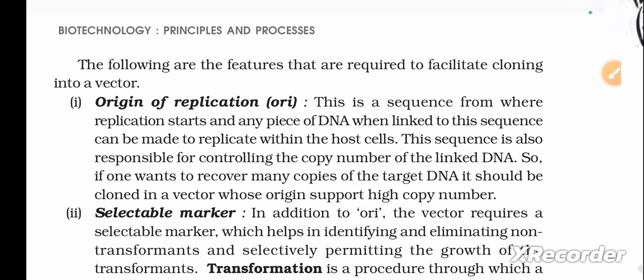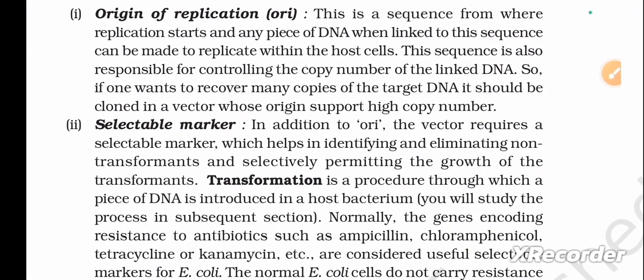This sequence is also responsible for controlling the copy number of the linked DNA. So, if one wants to recover many copies of the target DNA, it should be cloned in a vector whose origin supports high copy number. Second one, selectable marker. In addition to ORI, the vector requires a selectable marker which helps in identifying and eliminating non-transformants and selectively permitting the growth of the transformants.